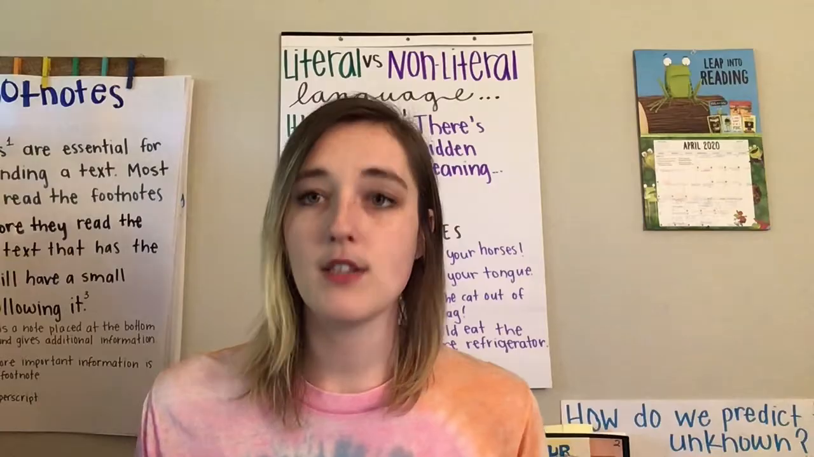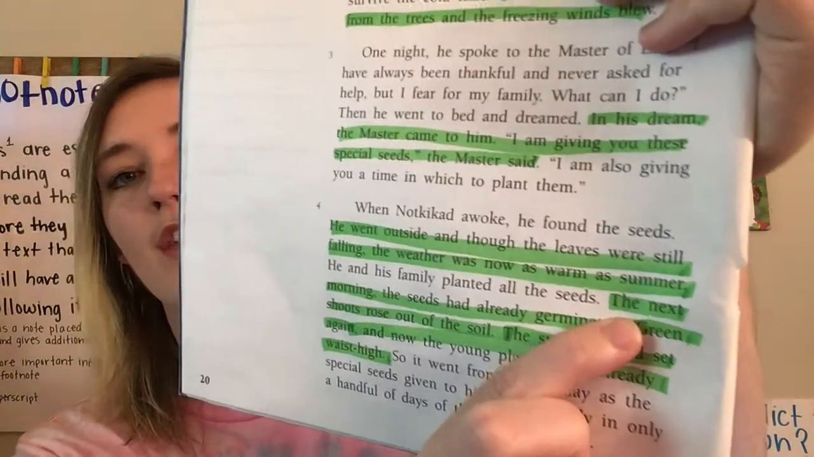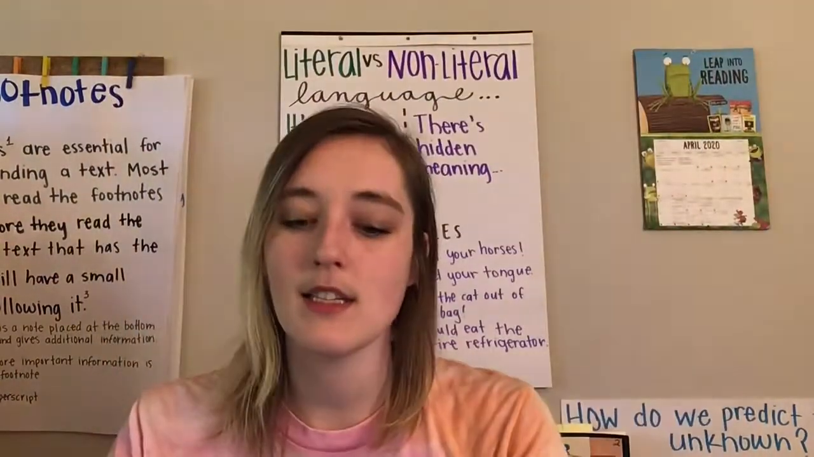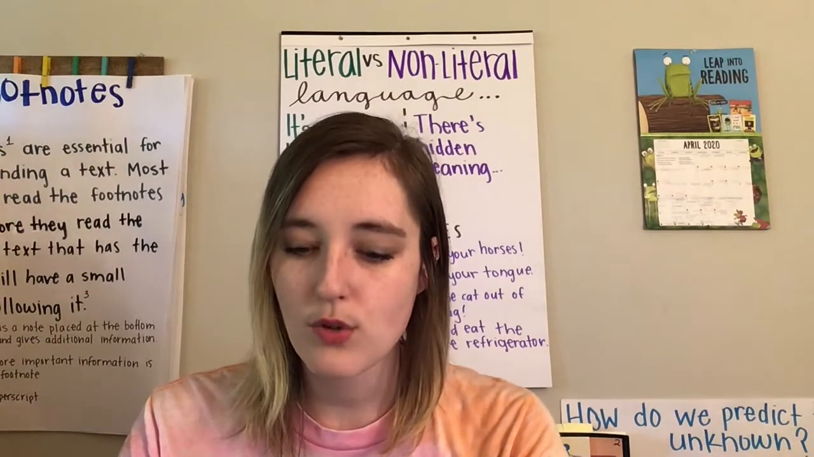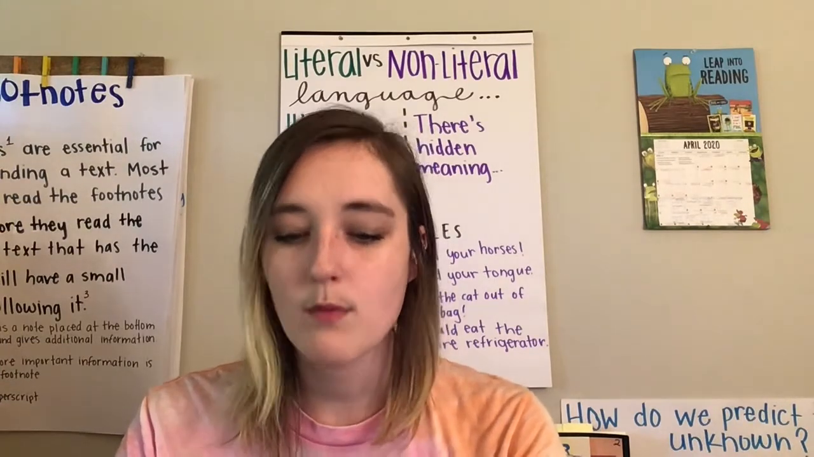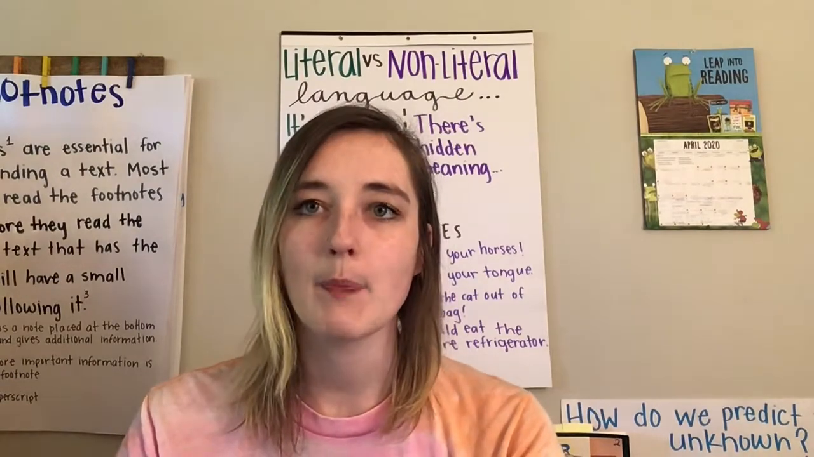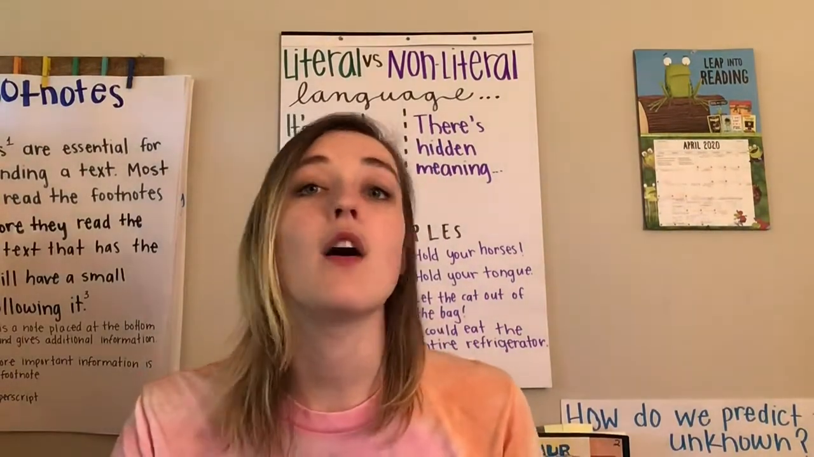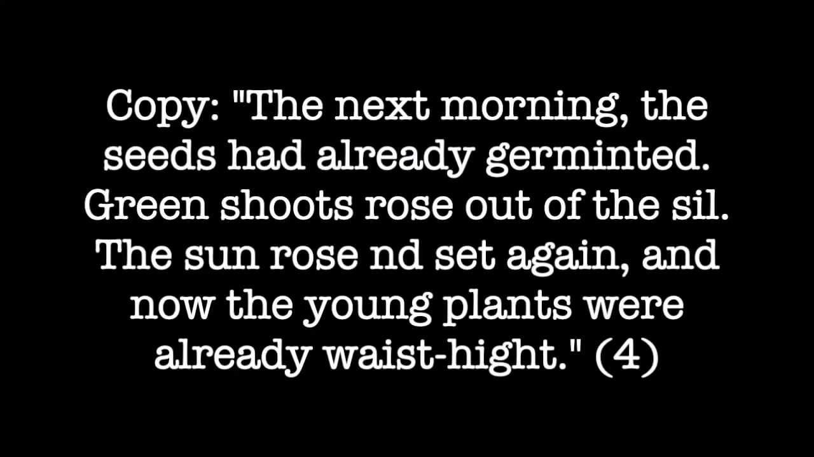Okay, the last one is kind of long, but it's really important. So we're going to copy and paste it. It's in paragraph 4 as well. It starts right here with the next, and it says, the next morning, the seeds had already germinated. Green shoots rose out of the soil. The sun rose and set again, and now the young plants were already waist high. So go ahead and copy those couple of sentences down. Go.